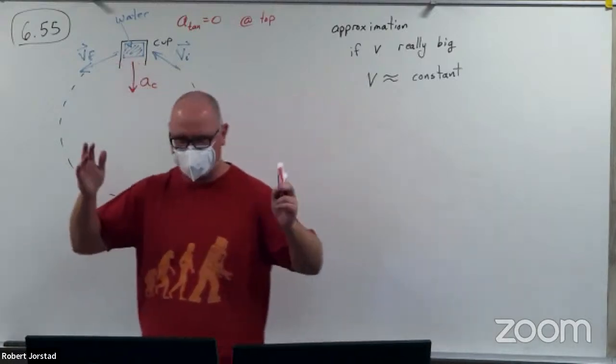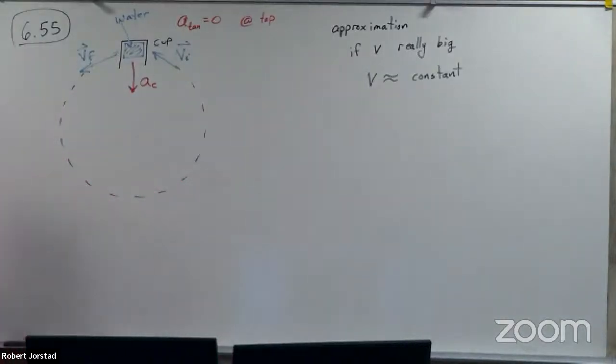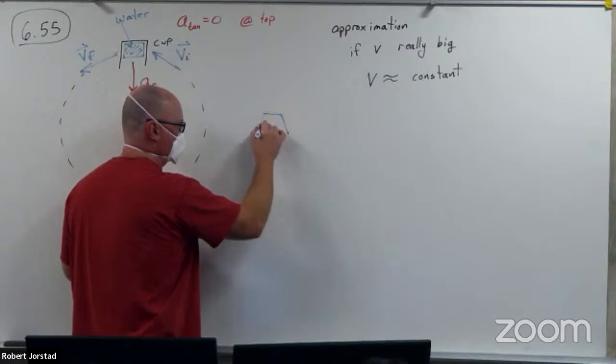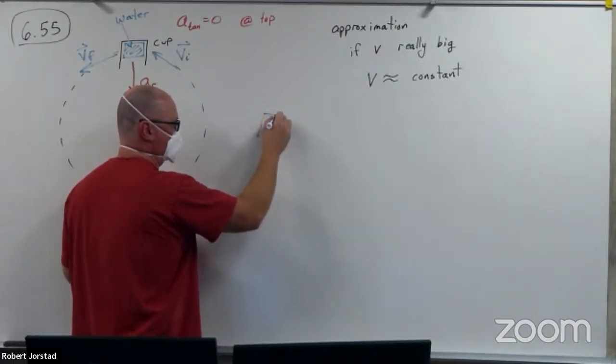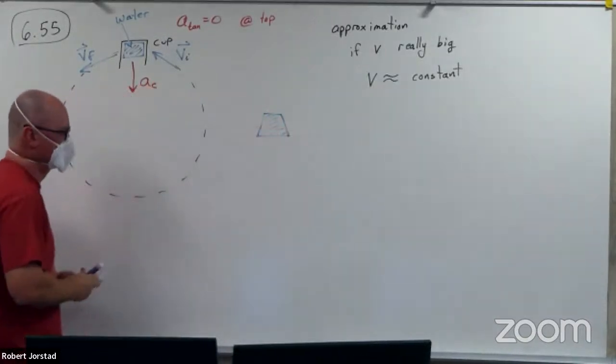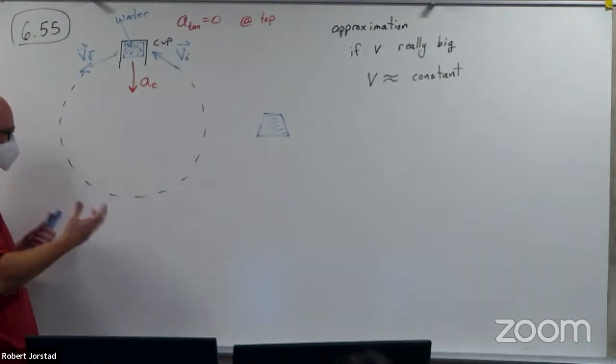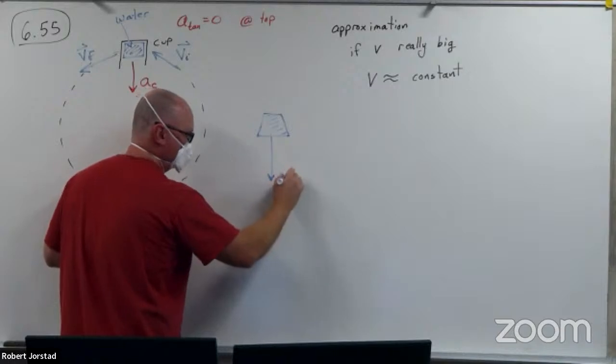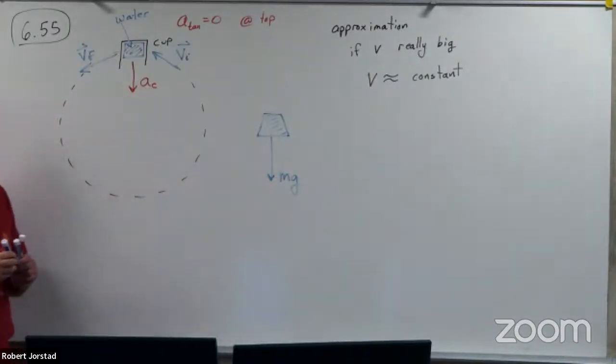Are you okay with that? Just makes my life a little bit easier here to talk about this. And so we can just take the average velocity as the approximate constant velocity of this thing. All right. What's a free body diagram of the water going to look like? Here's the water. Give me one force on the water at the top. Gravity, mg. Straight down.